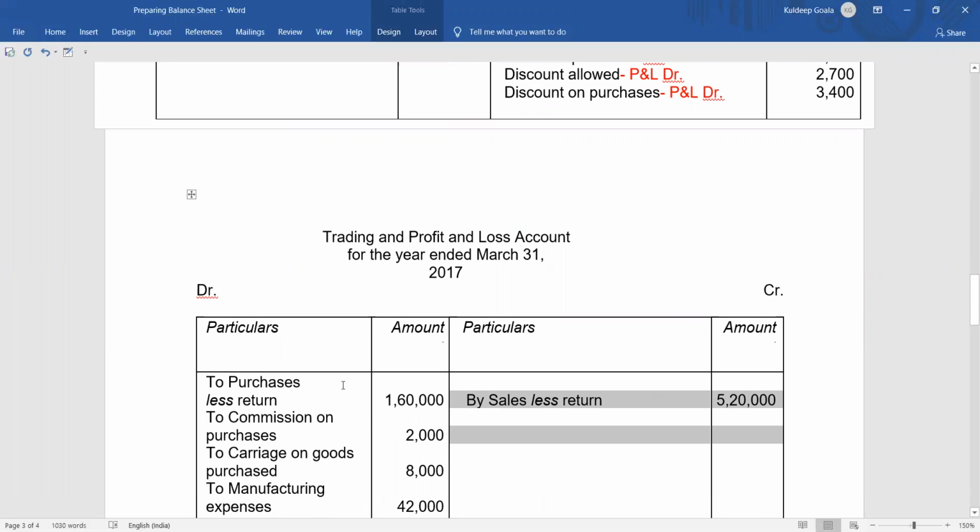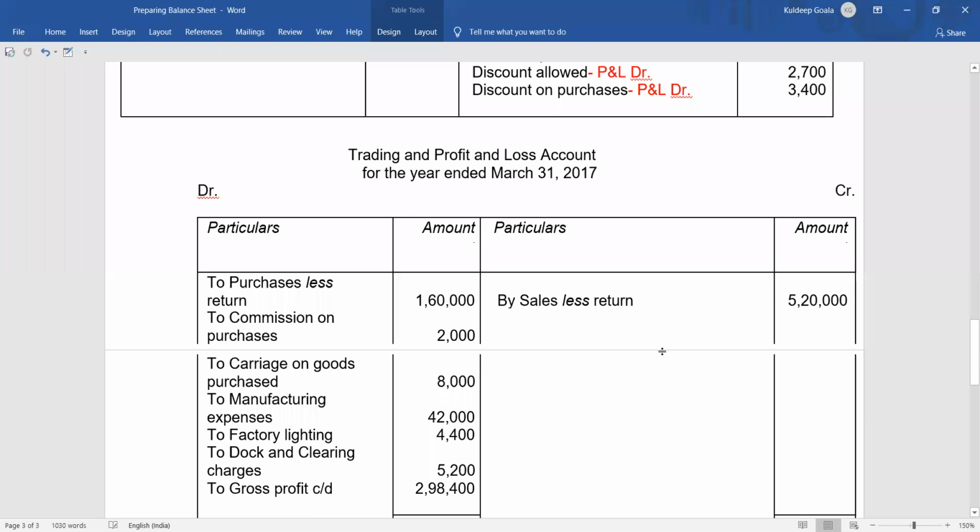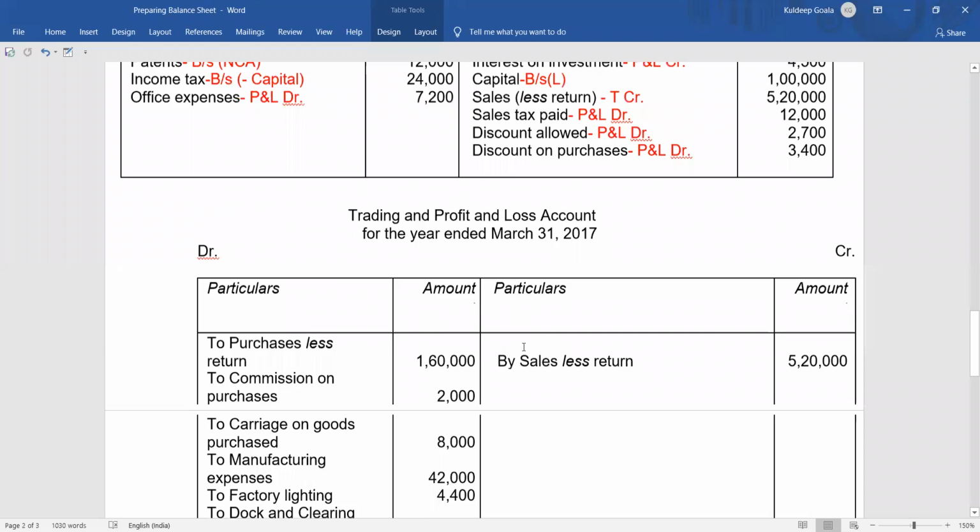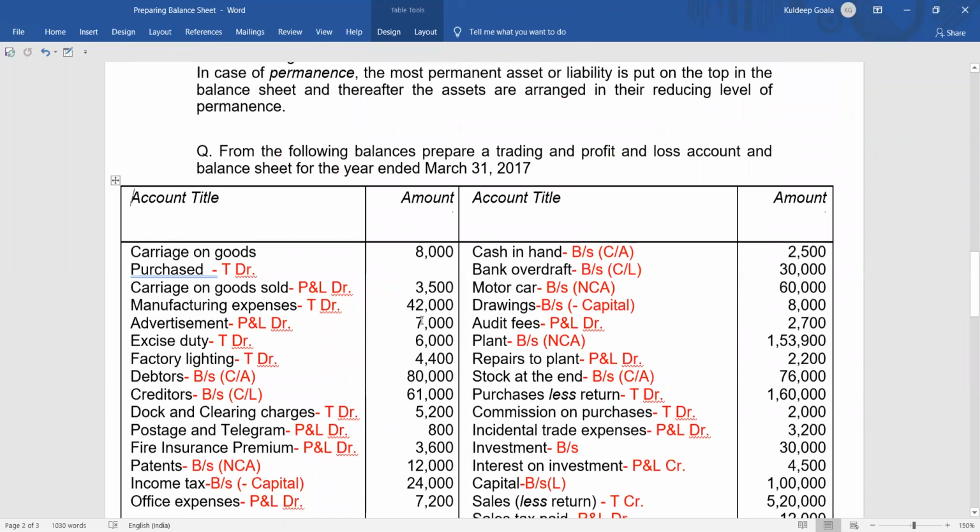Now after that, let's see what is the next item. Okay, say buy sales less return is done. Now let's go to the next item. What is the next item?